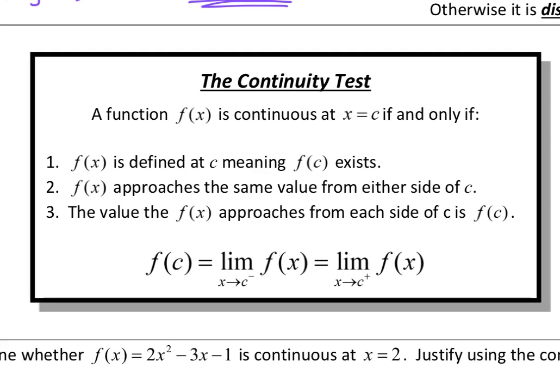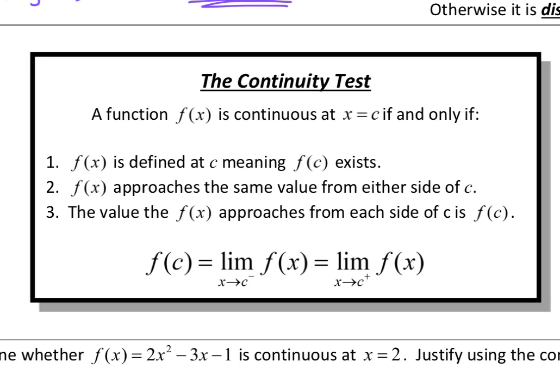Now, this is where we're going to start getting into some of the methods that you'll see more and more as you take upper level math classes. And this test has 3 steps, and you're going to need to work through all 3 steps. Even if you know already at the beginning of the first step that the answer is going to be yes or no, you still need to show all 3 steps.